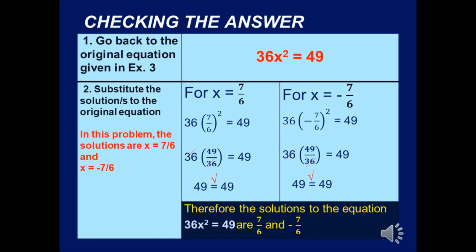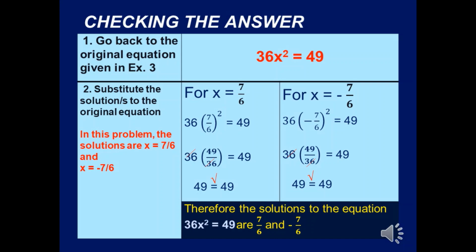36 times 7 over 6 to the second power equals 49. So 7 over 6 squared is equal to 49 over 36. So we cancel 36, leaving us with 49. So 49 equals 49, so that's checked.